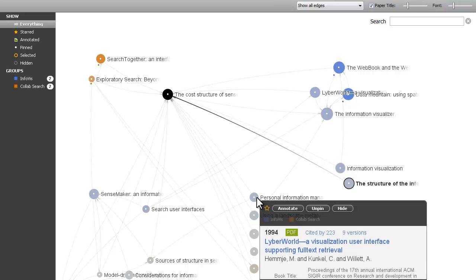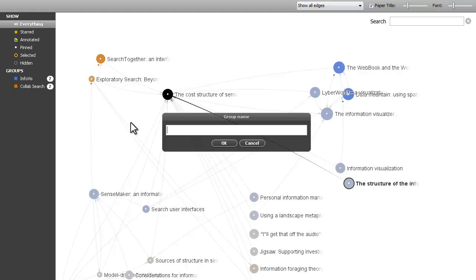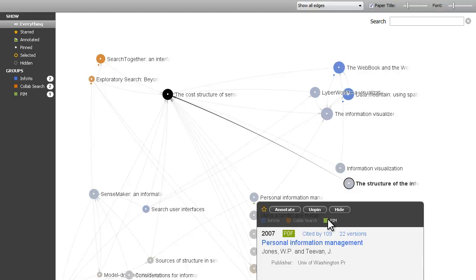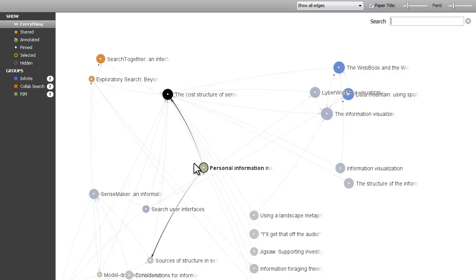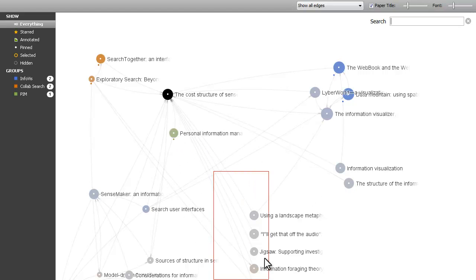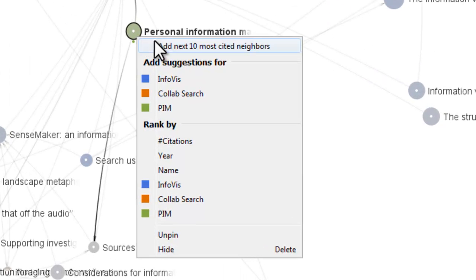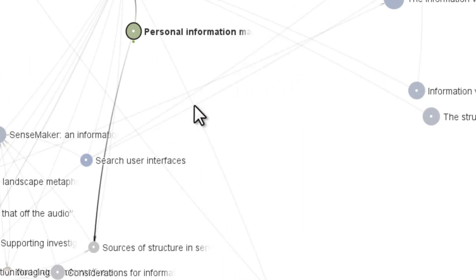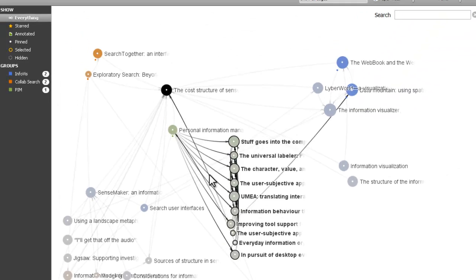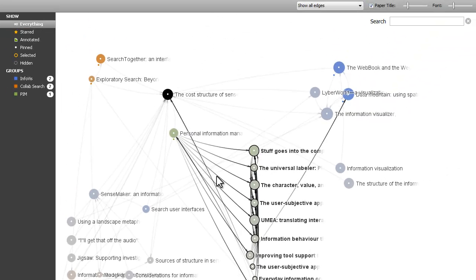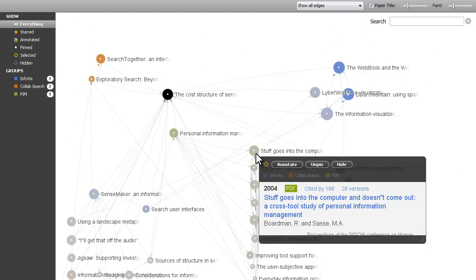After some more skimming, Jane found another potential research area, personal information management, or PIM for short. So she creates a group for it, and marked the personal information management article as an exemplar. Jane wants to find more articles about PIM, so she asks Apolo to suggest 10 related articles. A few of them are indeed relevant, so she adds them to the group.